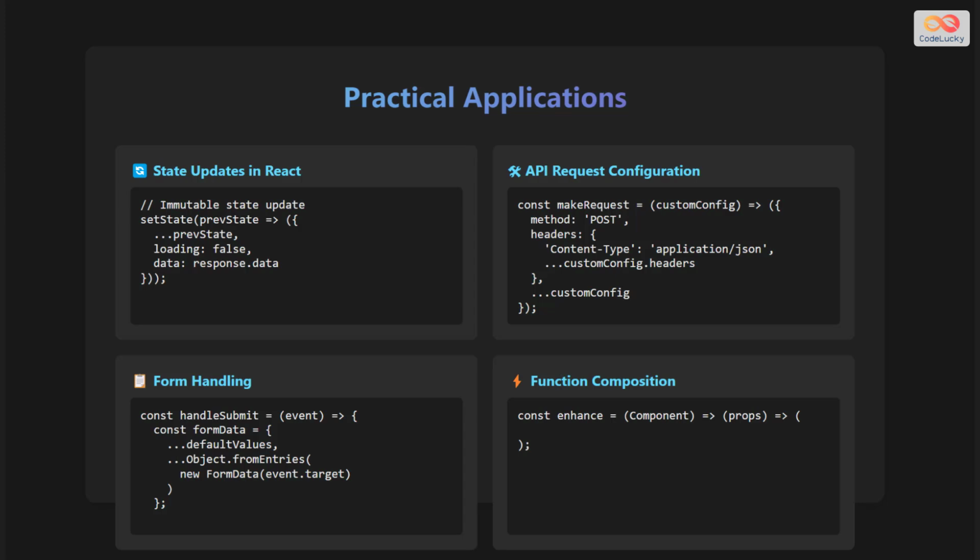Similarly, in API request configuration, we can use the spread operator to merge the default and custom configurations. Here, the function makeRequest merges the custom headers passed to it with the default configuration headers and any other config passed to it. The same approach is used in form handling to combine default values with the form data collected by the form.